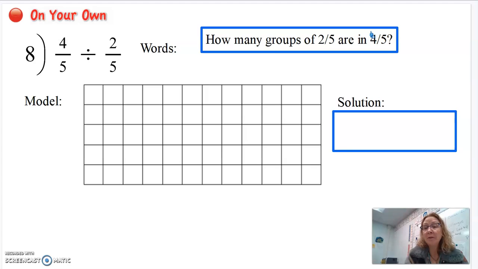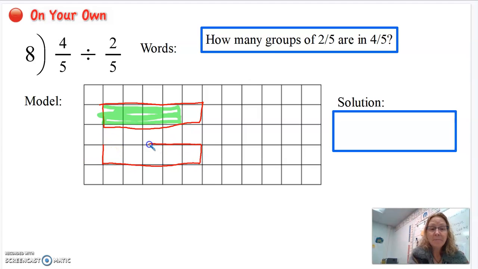Okay, so here we go. How many groups of 2/5 are in 4/5? I'm going to start out with my dividend. Here are my 5 squares, and I'm highlighting 4 of them. Let me make the color a little bit darker. Okay, so there's what 4/5 looks like. And then I'm going to draw 2/5 in a different color. This is what 2/5 looks like. Oops, I meant to do a highlighter. Let's highlight that. Let's do yellow. Okay, so there's what 2/5 looks like.